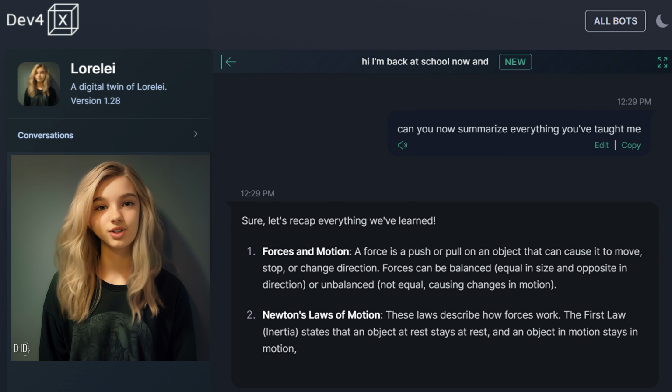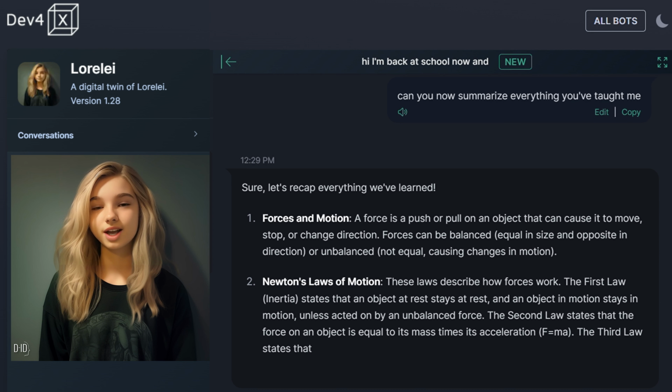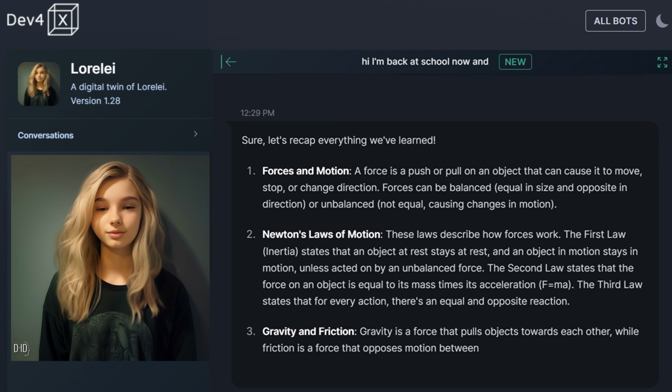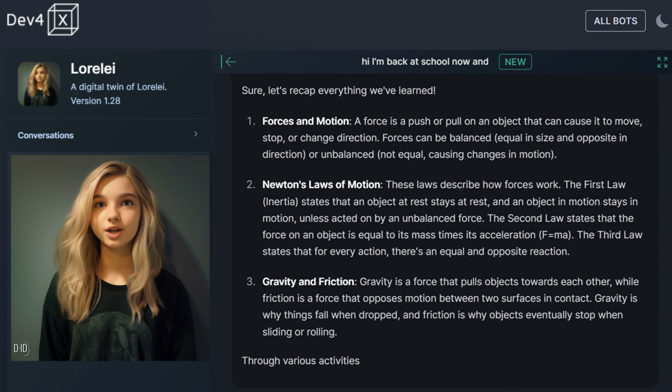The first law, inertia, states that an object at rest stays at rest, and an object in motion stays in motion unless acted on by an unbalanced force. The second law states that the force on an object is equal to its mass times its acceleration, F = ma. The third law states that for every action, there's an equal and opposite reaction. 3. Gravity and friction. Gravity is a force that pulls objects towards each other, while friction is a force that opposes motion between two surfaces in contact. Gravity is why things fall when dropped, and friction is why objects eventually stop when sliding or rolling.